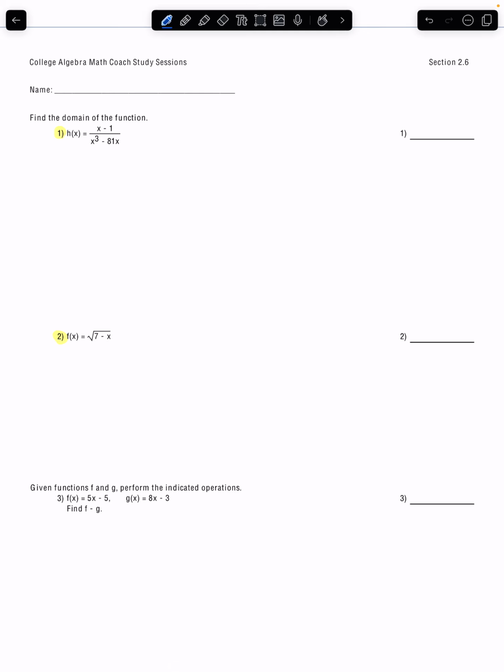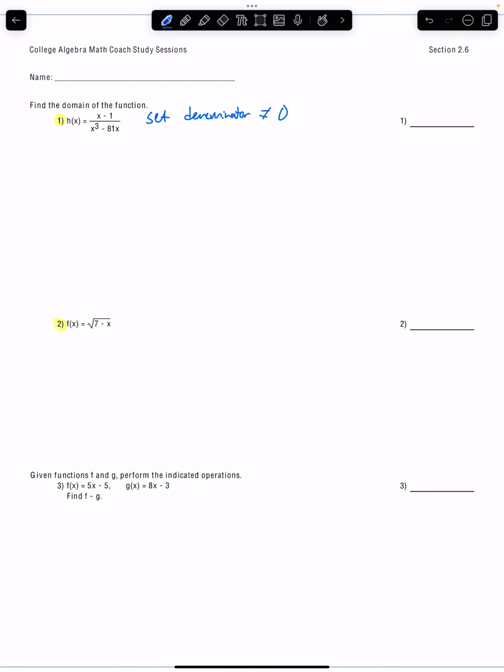Moving on to section 2.6, we need to find the domain of the function. So let's see, how do we want to do that? First, we need to set the denominator not equal to 0. That's because if the denominator is 0, this will be undefined. And then we'll just factor. We're just going to look at the denominator for this, since we're just looking for the domain. We can take an x out of this. Then x squared minus 81.